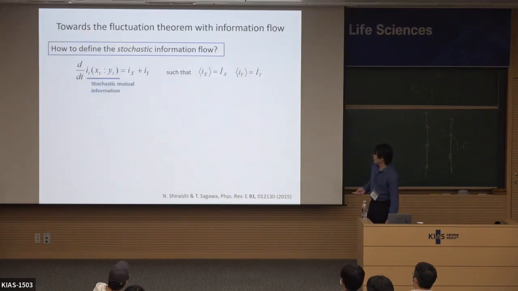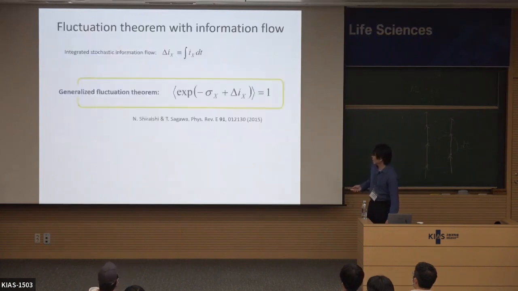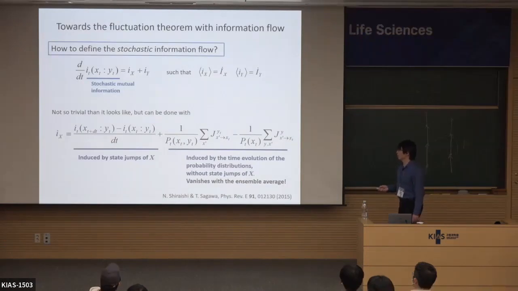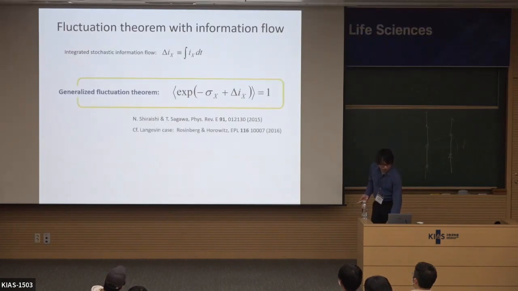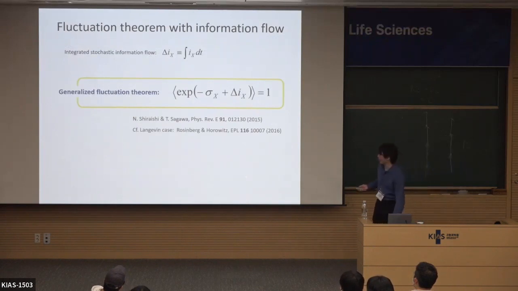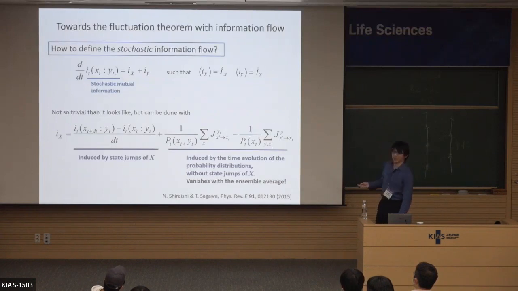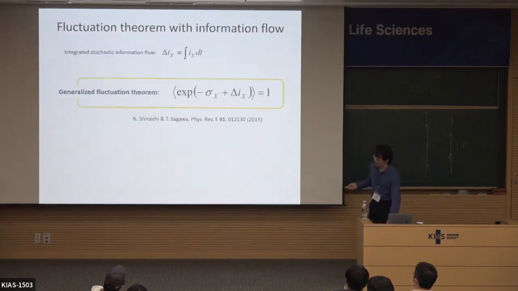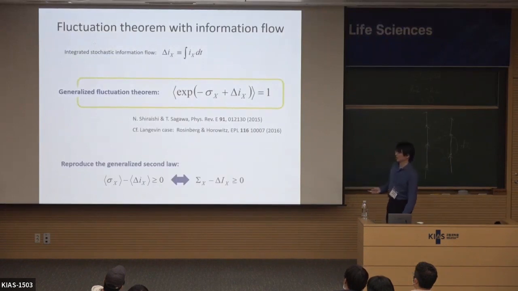I would not go into detail, but we can also define the stochastic version of information flow, and we can prove the integral fluctuation theorem by incorporating the stochastic information flow here. It's actually not very straightforward, and we need a very complicated definition of the stochastic mutual information flow. But once we introduce this, we have the same structure as the usual thermodynamics. That is true both for the Markov chain process and also the Langevin case.